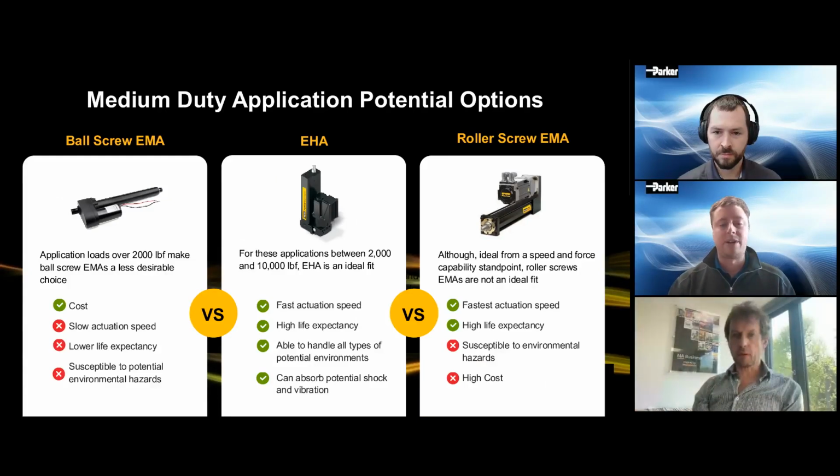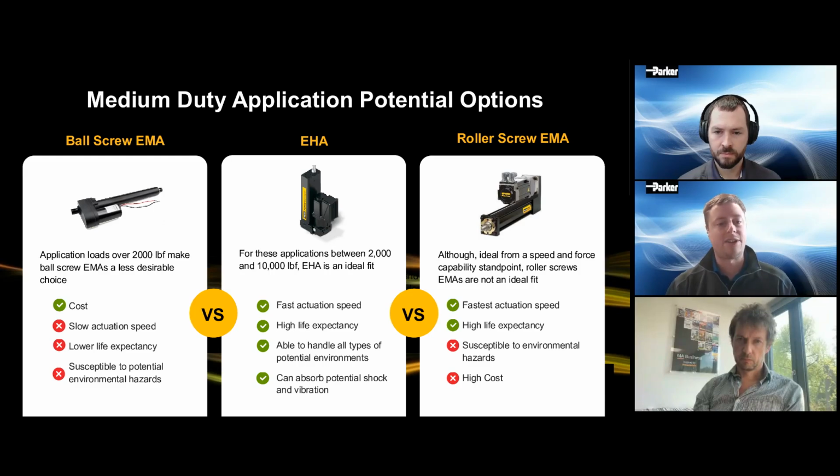So with this, you have a bunch of different options, a bunch of different attributes that you can look at and weigh the pros and cons between. Again, starting with the ball screw EMA, you're going to win on cost. Cost is still going to be a lot less than the other potential linear actuators. But now that you're over 2,000 pounds of force, you're into that medium duty, it's going to be operating a lot slower than the EHA and the roller screw EMA. And there's going to be a much lower life expectancy. In fact, we've seen that it's exponentially lower as you continue to increase it over 2,000 pounds of force. And again, it's going to be susceptible to those potential environmental hazards.